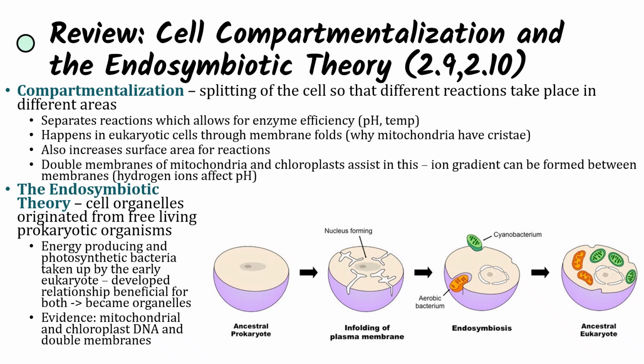Every enzyme that performs a reaction is going to have a specific pH and temperature and salinity that it works best at. So when we have compartmentalization and splitting of the cell, each enzyme can be in the optimal environment so that it'll work most efficiently, it'll work the fastest. And in eukaryotic cells, compartmentalization occurs through membrane folds, as well as the different membranes of cell organelles.